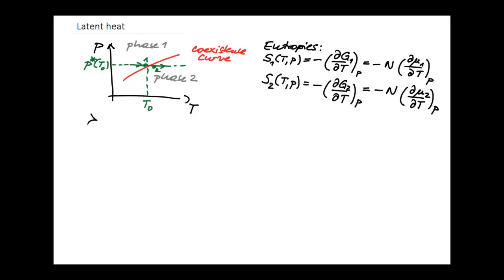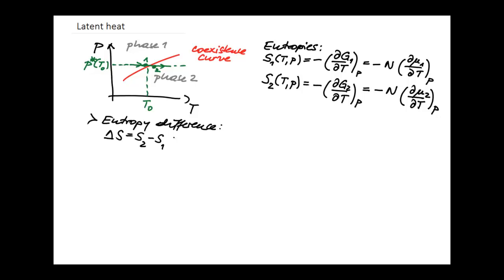These two entropies need not be equal. In general, we may have a difference between these two entropies. And let's look at this entropy difference, delta S. This is S2 minus S1. So we cross the coexistence curve. We go from point 1 to point 2. And at these 2 points, we have different entropies, and their difference is this delta S.